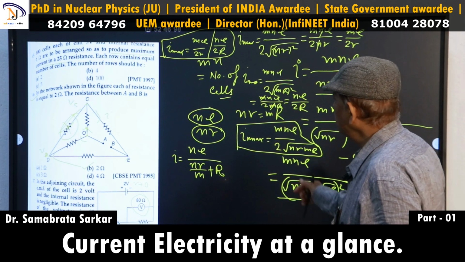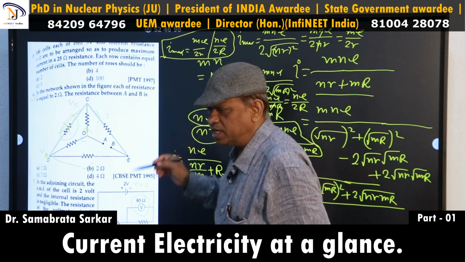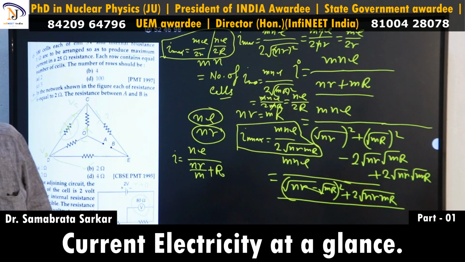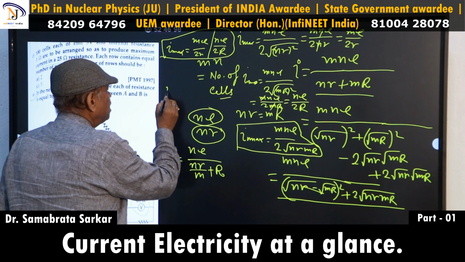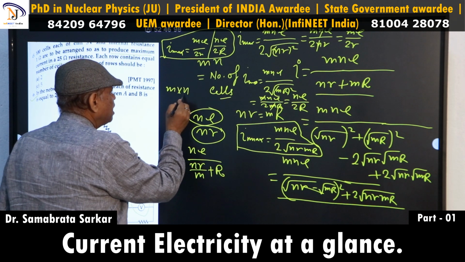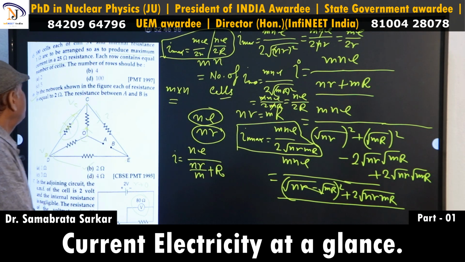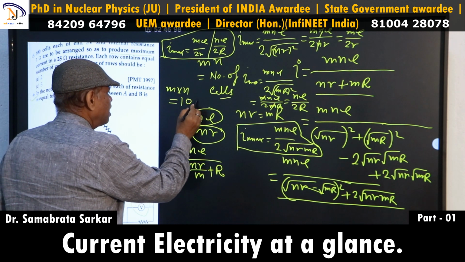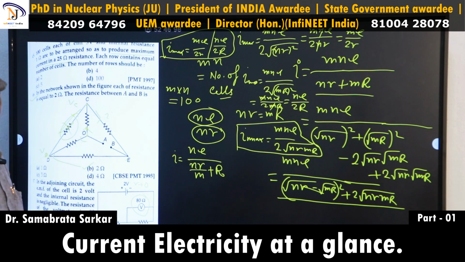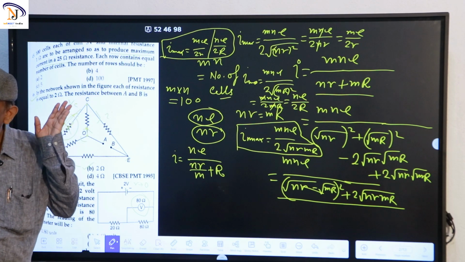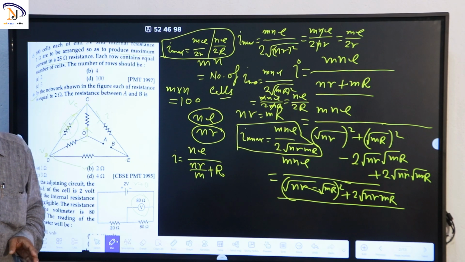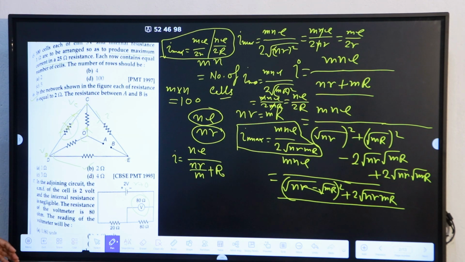Now you see, N is the number of cells and M is the number of rows. So what is the total number of cells? It is M into N, that is 100. So easy, and you can put the value to get the result. This is very, very important. This one may be set this year.